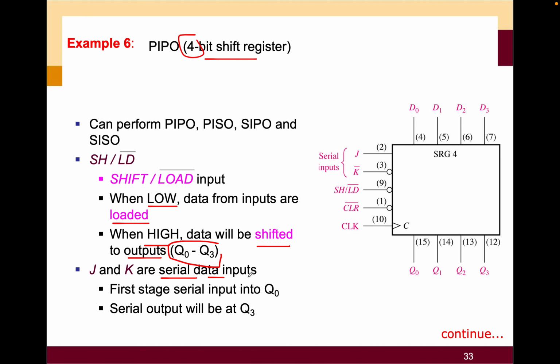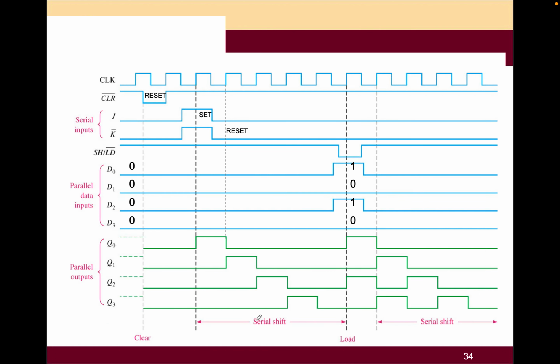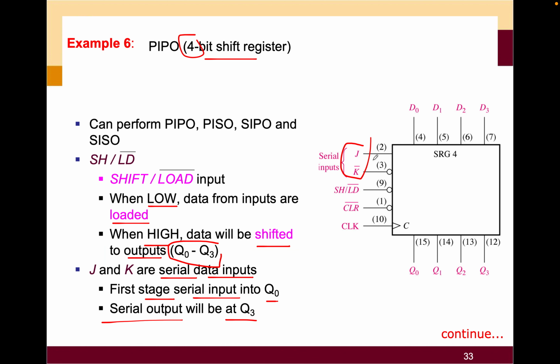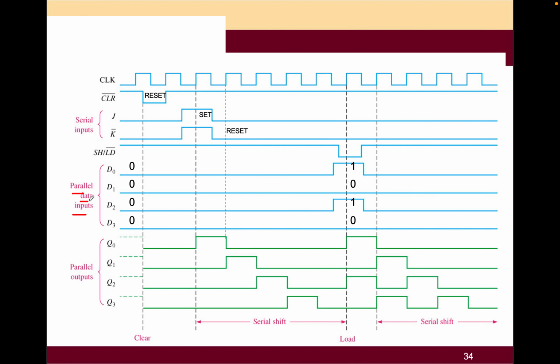J and K are serial data inputs. Okay, this one is using the JK flip-flop. The example here is JK. First stage serial input goes to Q0, and then serial output will be at Q3. Okay, this is the example. You can see it's quite big because when you have the JK, you need to convert the JK to the D, the parallel data input. That's why there are so many. You can see here, this JK will be a serial input later on to your D flip-flop there.